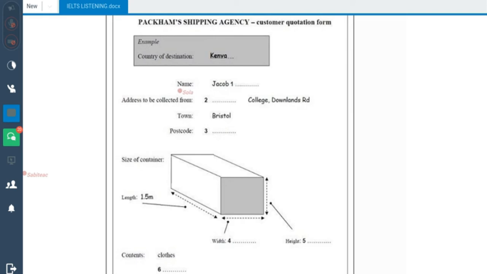Now, as you can see, we have name here on this form, and the person's name is Jacob, and then the second name, that's where you have the blank. So you are listening for Jacob, and then the other name of the person. So you are just filling a form here, based on what you hear from the recording.